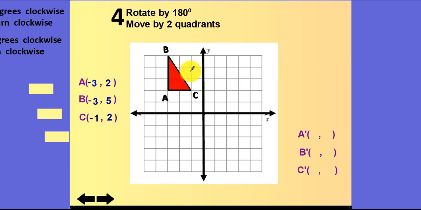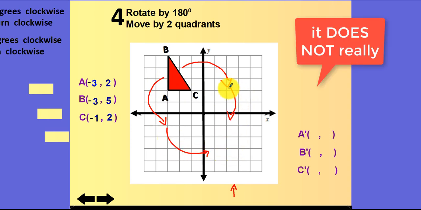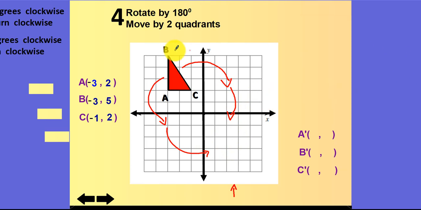For 180, we don't need to worry about clockwise or counterclockwise because either way, you're going to land in quadrant number 4. So when you rotate clockwise, 1, 2, you will end up here. If you rotate counterclockwise, 1 and 2, you will end up here. So it doesn't really matter for 180 degrees. Alright, for 180 degrees, just switch the sign.